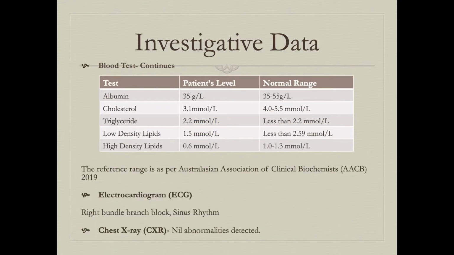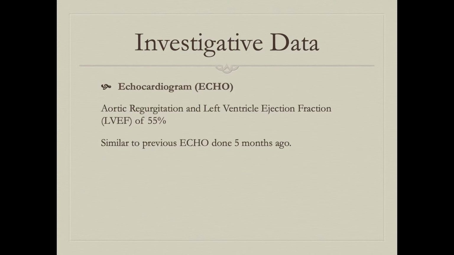ECG shows sinus rhythm with right bundle branch block. Chest X-ray shows no changes. Echo shows aortic regurgitation with left ventricular ejection fraction of 55%, which does not show any changes when compared with previous echo results.